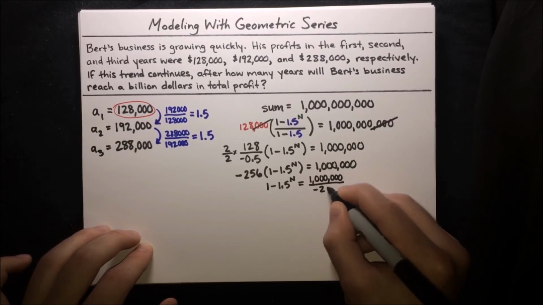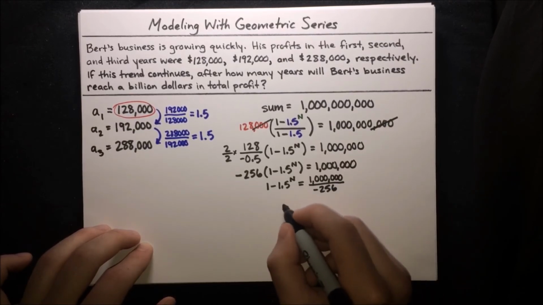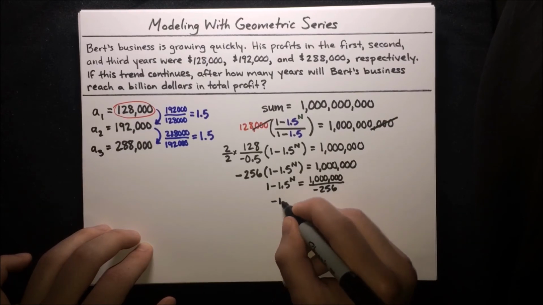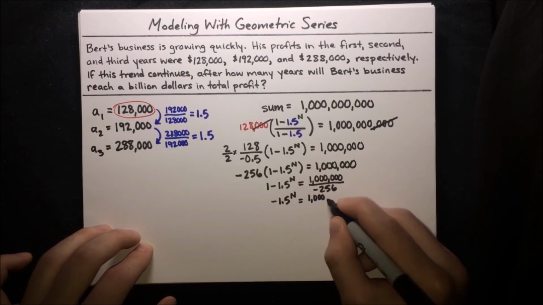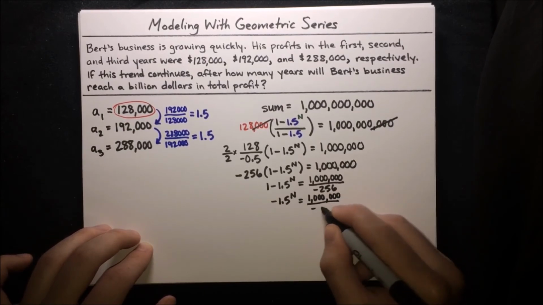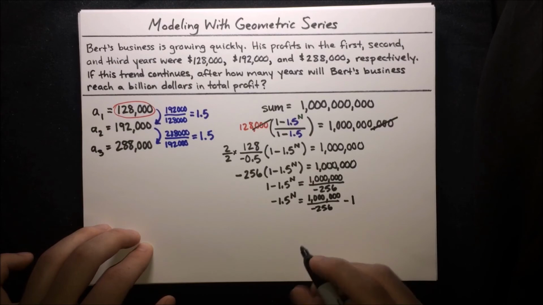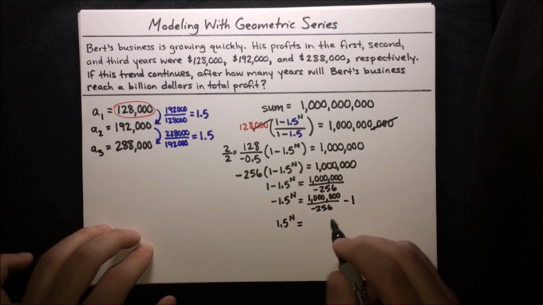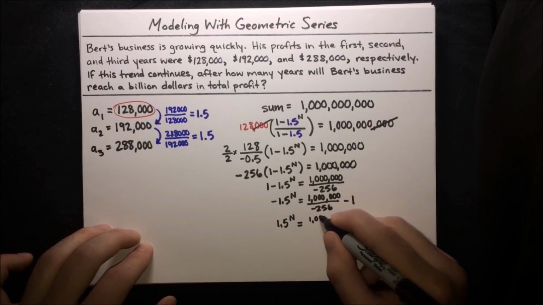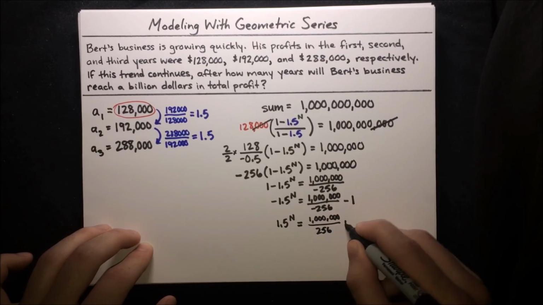divided by negative 256. And then to get the negative 1.5 to the n alone, we'll just subtract 1 from each side. So we get negative 1.5 to the n equals that 1 million over negative 256, then minus 1. To get rid of that negative, multiply both sides by -1 and get just 1.5 to the n is equal to negative times this fraction cancels out the negative in the denominator, so we just have 1,000,000 over 256 and then plus 1.